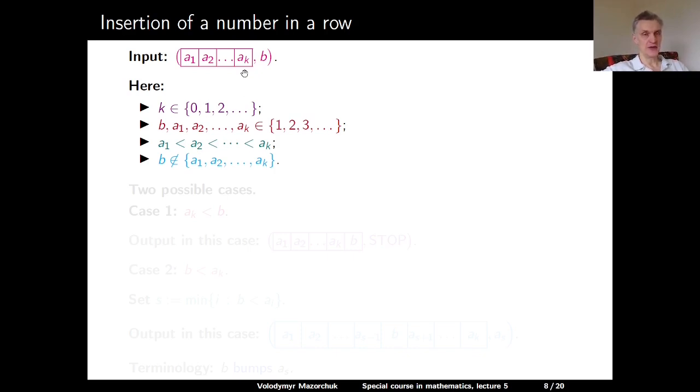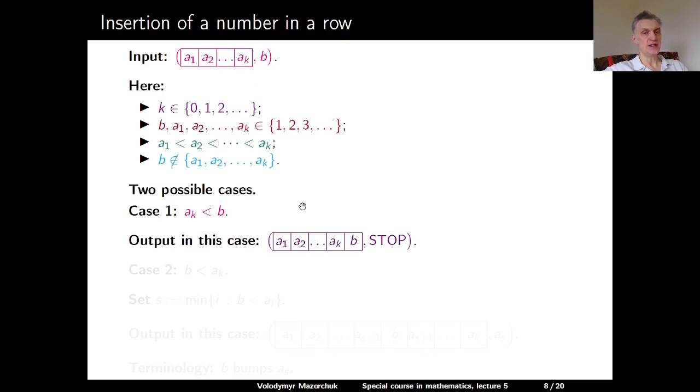And in order to formulate the algorithm, we have to consider two possible cases. Case 1: if b is greater than ak, then we simply add b to the sequence as the last number and also give the full stop sign. So after this, everything terminates.